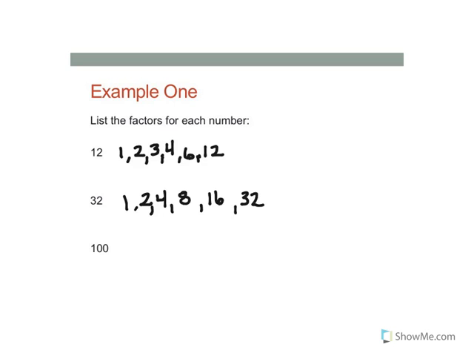Now let's take a look at 100. I'm first going to start with 1 and 100. Nice and easy. Now I'm going to look at 2. Since it ends in a 0, I know it's divisible by 2. And when I think of this, I think of money. So I think of like 100 cents. So if I'm taking that and dividing it in half, that's going to give me 50.